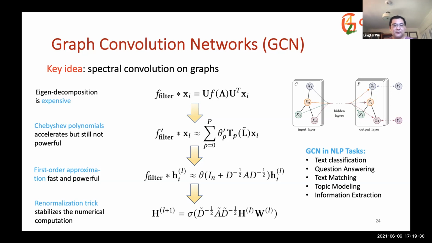However, it's not stable if we just do the computations through these equations. So these are the equations I'm talking about here. Finally, they applied a renormalization trick in order to stabilize the numerical computation. GCN is the most cited paper in the graph neural domain, and has been widely used in many NLP tasks, for example text classification, question answering, text matching, topic modeling, and information extraction.